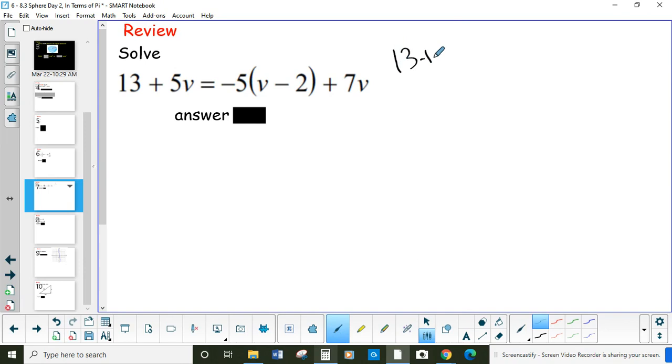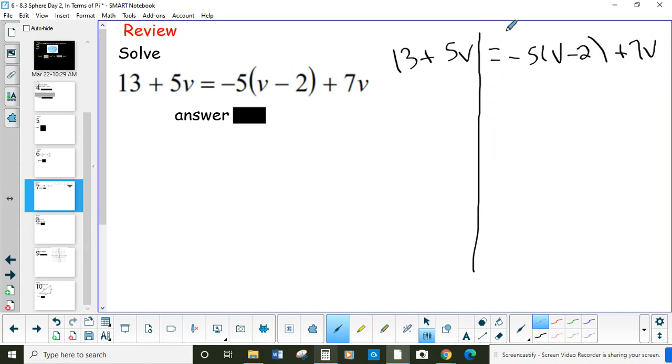Solving multi-step equations, what we do is simplify both sides first, keep my variables on the same side second, and then isolate the variable third. So let's do that. Let's go ahead and do the rule for subtraction, add the opposite here. And the left side is already simplified, and the right side I'm going to distribute.